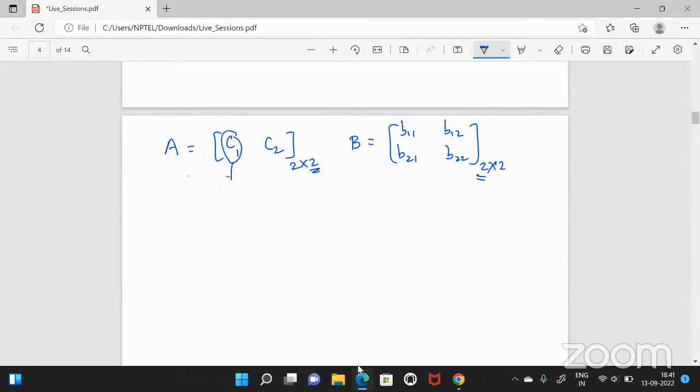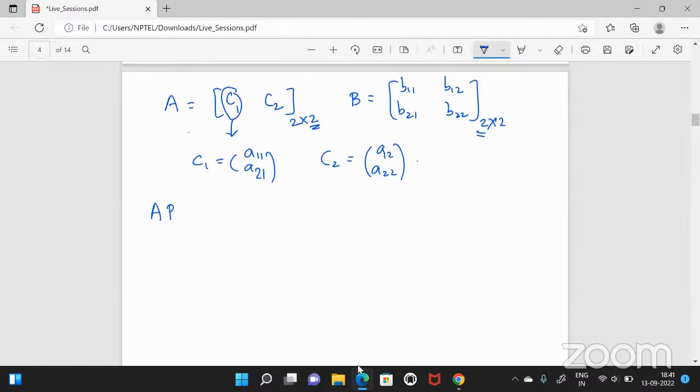So C1 is a vector with 2 components. C1 is going to look like A11, A21. C2 is going to look like A12, A22. And now the question is, what happens to AB? AB is what? A11, A21, A12, A22, B11, B12, B21, B22.